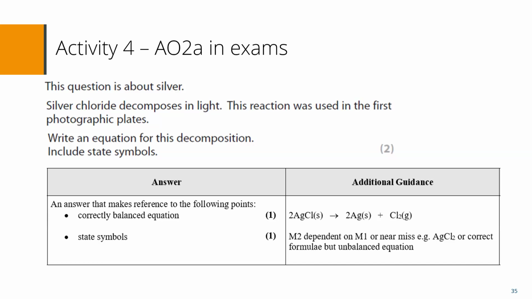Okay, so the answer is correctly balanced equation and then correct state symbols. There's the correctly balanced equation. But notice that M2 is dependent on M1 or a near miss. So if they make a minor error in one of the formulae, then they can still have M2, okay? But if the formulae are incorrect, or correct formula and balanced equation, they can have the state symbols. But if all the formulae are incorrect, then they won't get that particular second mark.